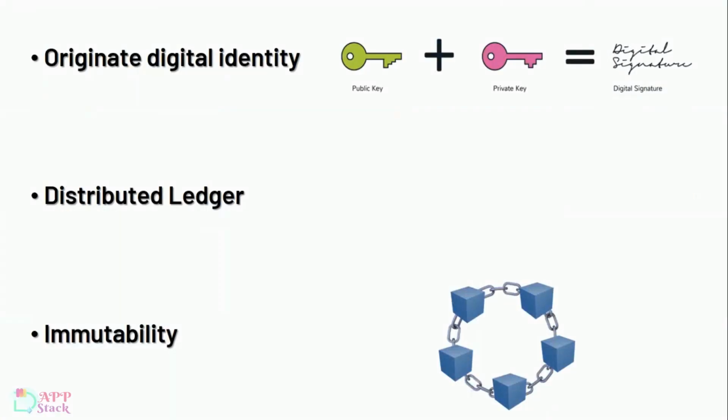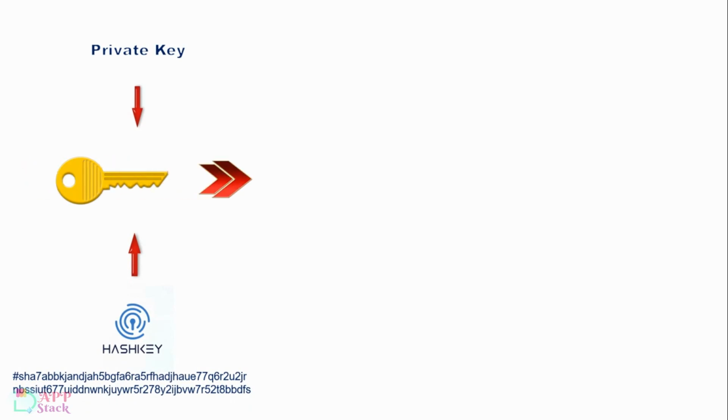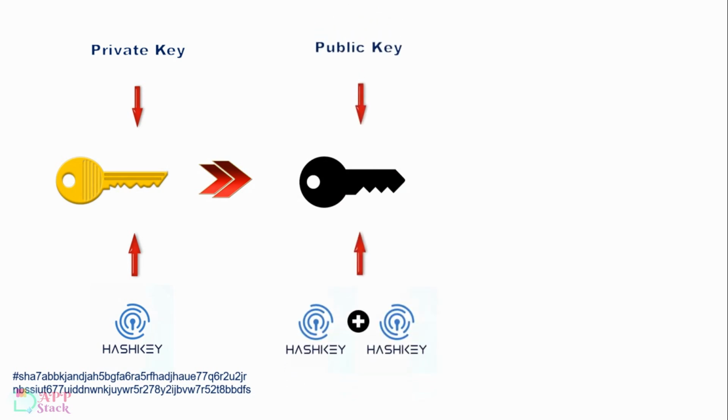Take a look. The basic key factor is that it originates a digital identity. How is this identity created? Take a look. There is a private key. It contains a hash value which is originated by the SHA-256 algorithm. Second is the public key. Basically it is a sum of multiple hash keys. By the combination of the private key and public key, finally a digital signature is generated, which provides the blockchain a unique identification.